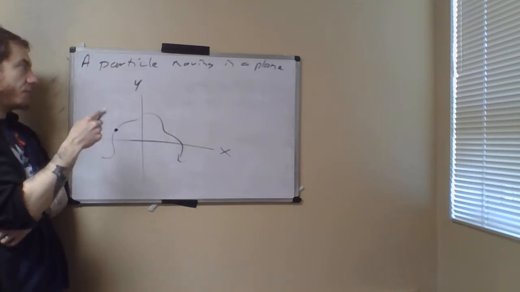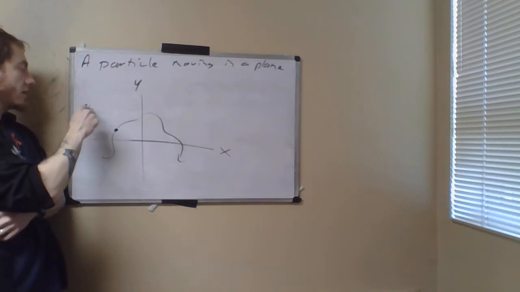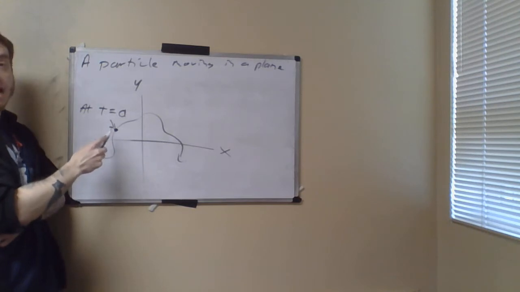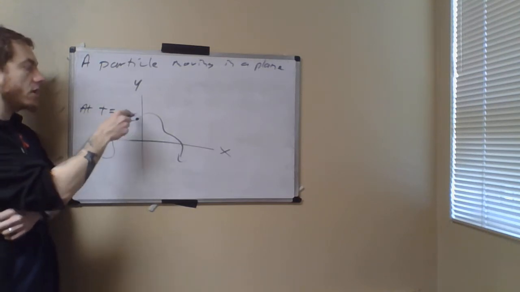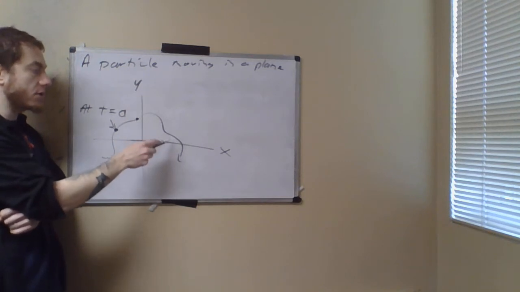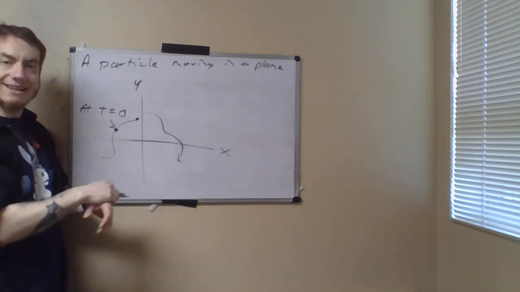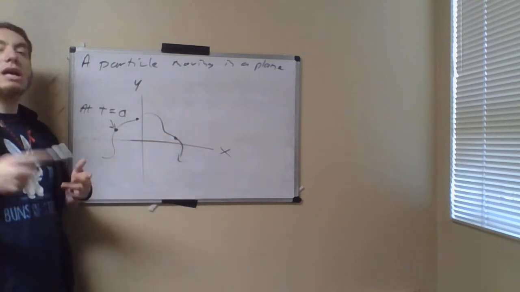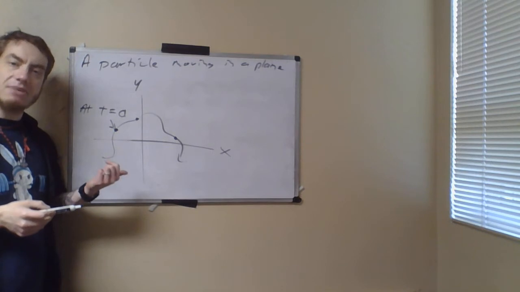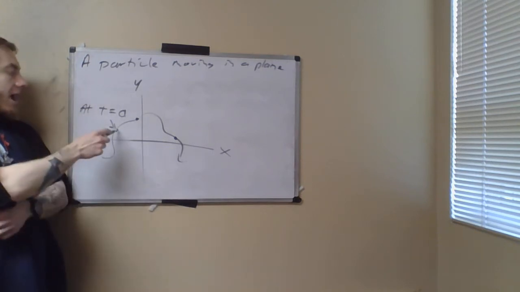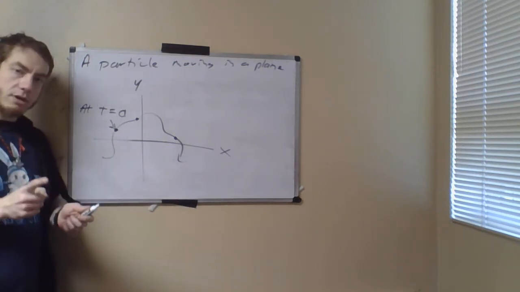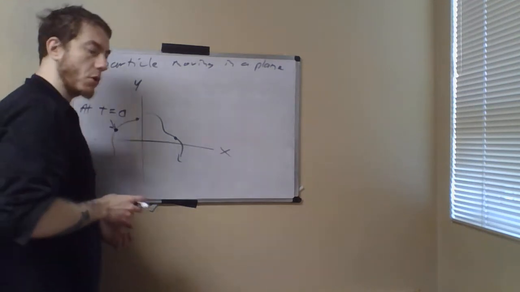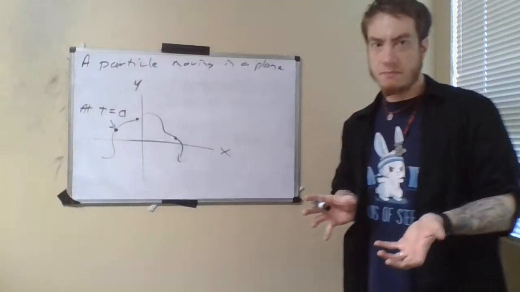So maybe at a fixed value of t, so at t is equal to a, this is where my particle is. And then later on, the particle is over here, and then it keeps on moving around. Maybe we're controlling this thing with some magnetic fields or something like that. So later on, it winds up down here, and so on and so forth. Well, how do you describe that? The answer is you can describe each of these points with an x coordinate and a y coordinate. That's not anything new. We're familiar with the x and y coordinates from the Cartesian coordinate system.